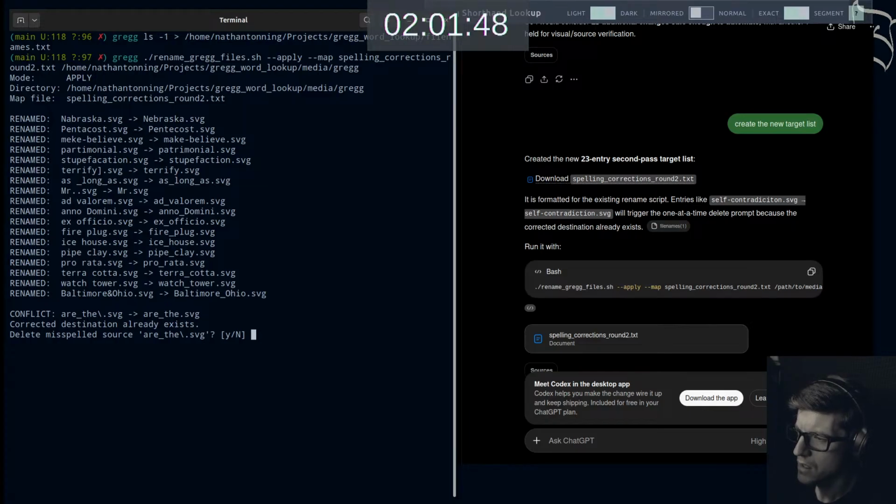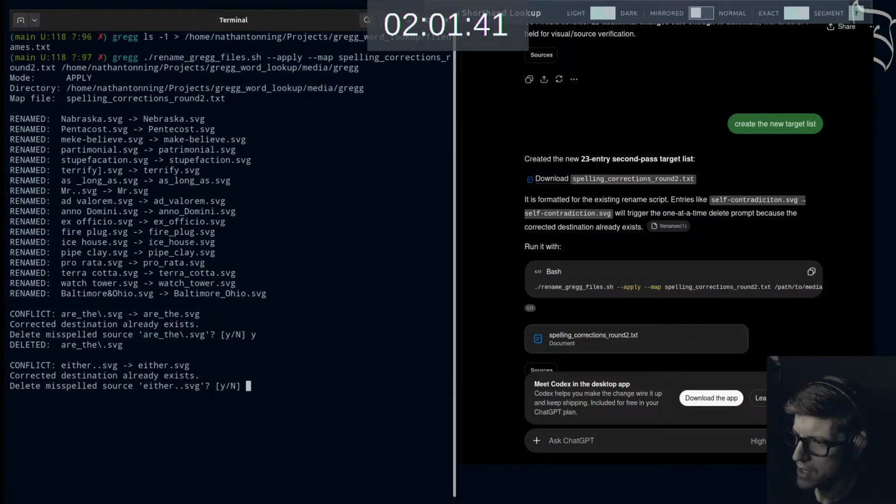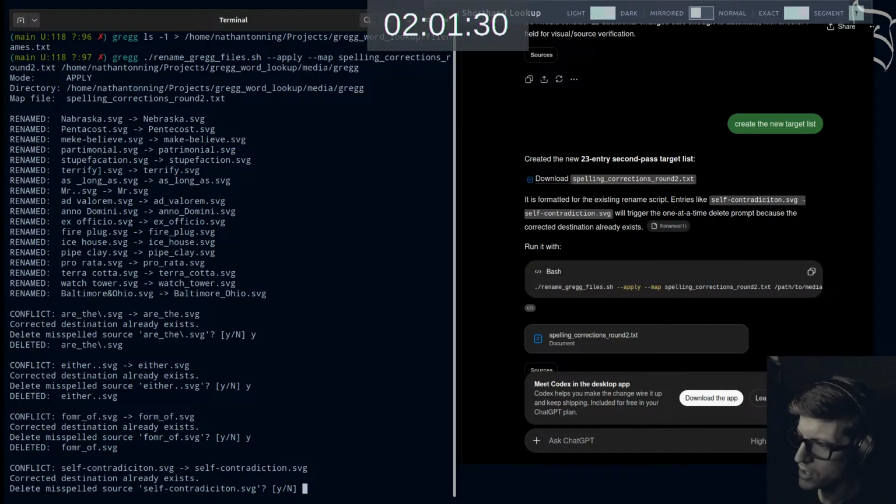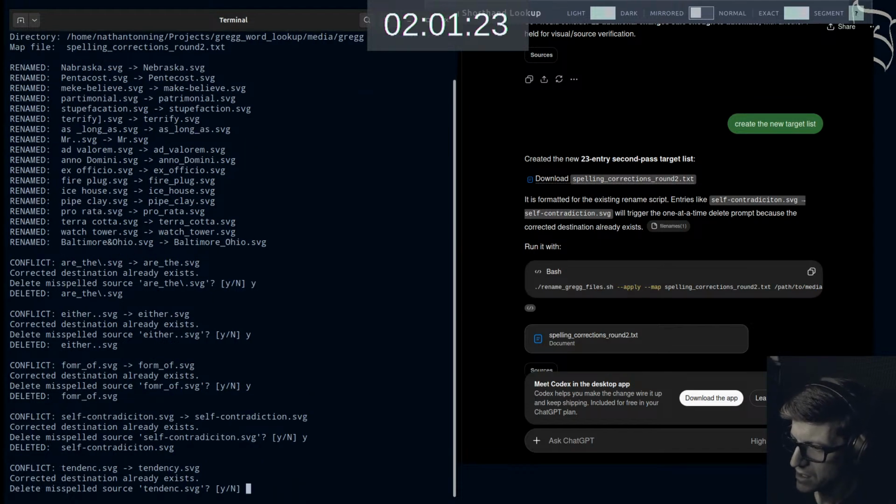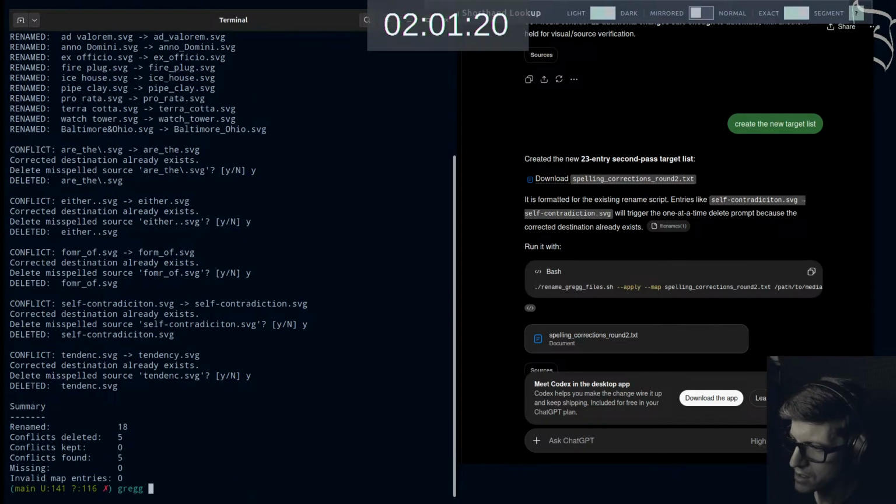And yes, we do want to delete that. Either with the extra dot, yes, I want to delete that one. And form of, I do want to delete that value as well. Self-contradiction, yes, I do want to delete that. Tendance and tendency already exists, yes. And there we go. So conflicts deleted, conflicts found, and renamed 18. Excellent. So that is pretty much it.